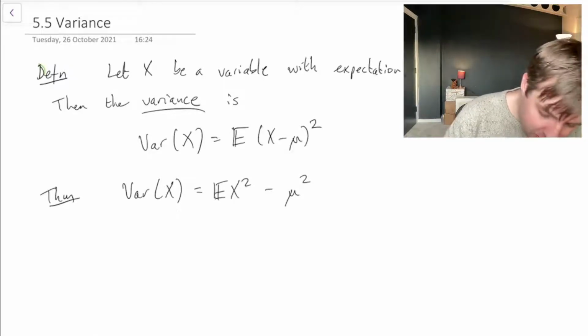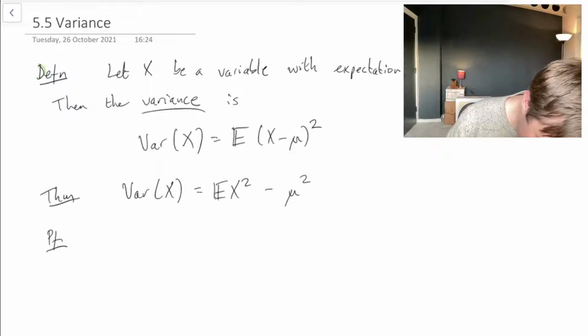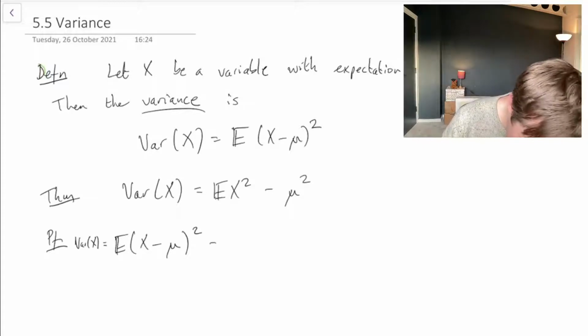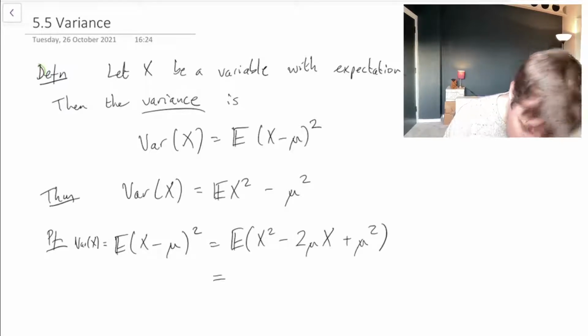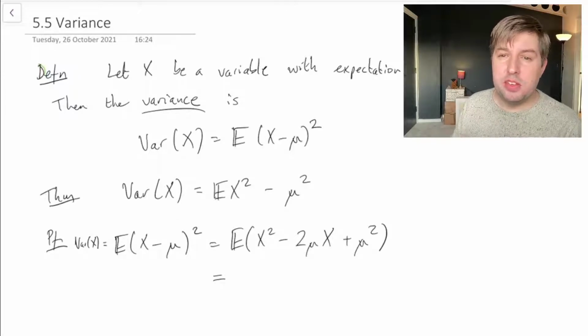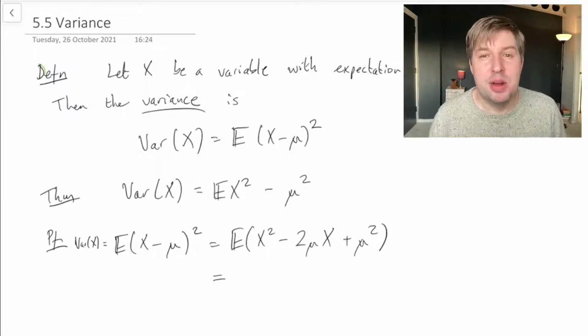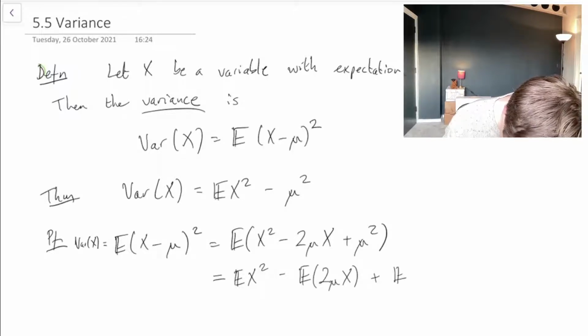So let's prove this, shall we? You can probably guess how this will go if you remember what we did in section 1. So the definition of variance is that it's the expectation of (X minus mu) squared, and let's expand out that square bracket. So this gives us the expectation of X squared minus 2 mu X plus mu squared. Then from the linearity of expectation that we saw in the previous subsection, we can bring the expectation inside the brackets in much the same way as we brought a sum inside the brackets when we were doing sample variance. So this is the expectation of X squared minus the expectation of 2 mu X plus the expectation of mu squared.